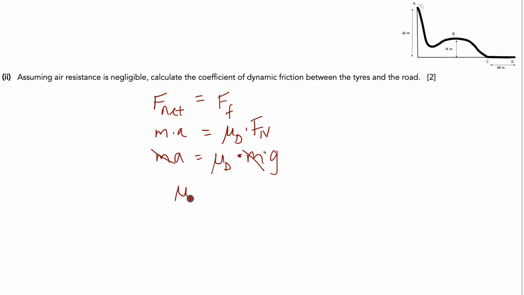So mu d is going to be the acceleration of my cyclist that I just found in part 1 over 9.8. So it's 1.2 divided by 9.8. And that's going to give me 0.12. No units because the coefficient of friction is just a ratio. So that's done. And I used more decimal places and I've just rounded here. So where will I get my 2 marks? I'm going to get 1 for setting it up and 1 for the final answer.